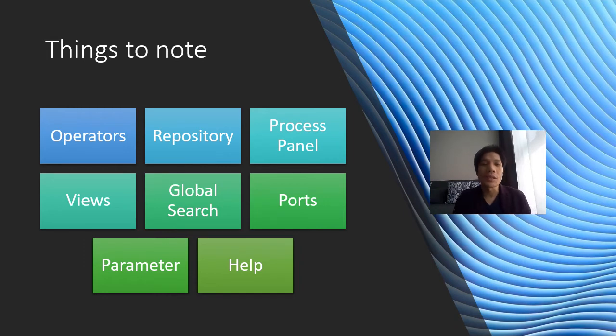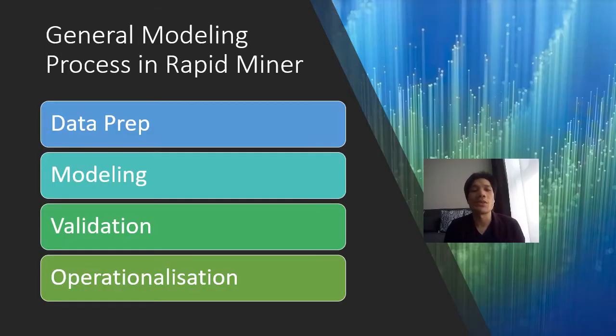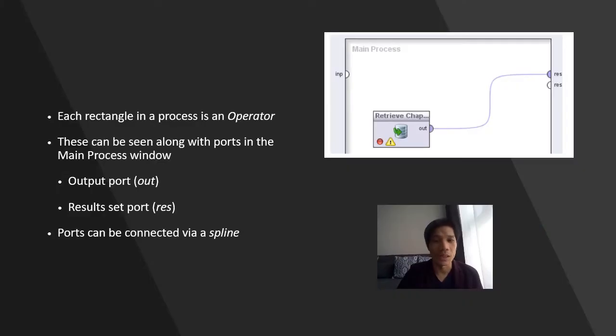So a few things to note about RapidMiner: you need to know what the repositories, the process panels, the views, global search, the ports, as well as the parameters are, and so on and so forth. Some general things RapidMiner can do: you first need to prep your data, then you can do your modeling, and once you've got your modeling, you have to do either visualization or validation, and then operationalize your model alongside it.